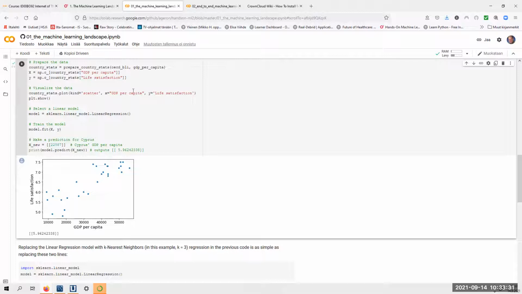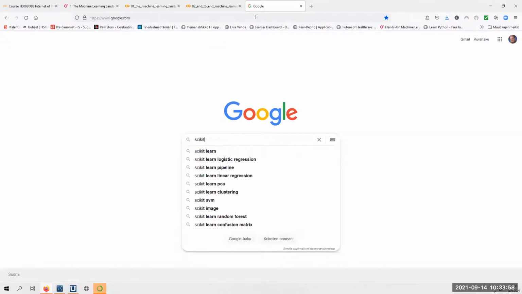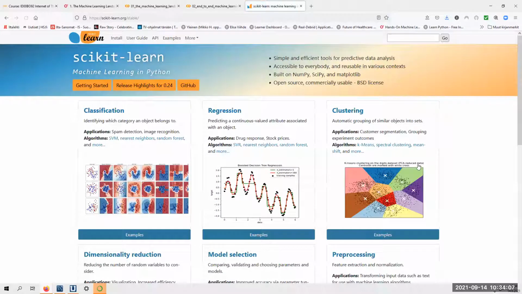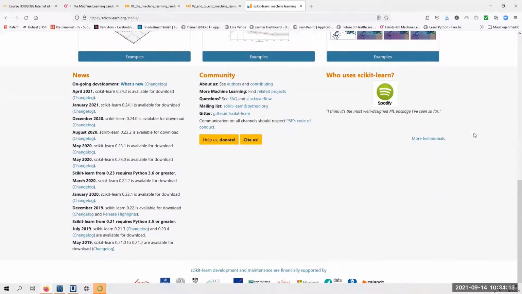And it plots the data. Then this program chooses this linear regression model from this scikit-learn library. It's very large, and if you look at this, for example, the scikit-learn, you could use all this code just by studying this. It's so complicated.